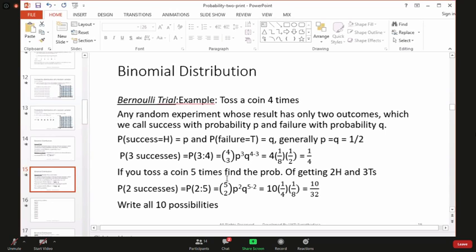If you toss a coin 5 times, find the probability of getting 2H and 3Ts. All combinations of H and Ts, you will be able to calculate. Here it asks for 2 successes, that means 2H out of 5 tosses. 5C2, P2, Q to the power 5 minus 2. If you simplify, 5C2 is 10. You know how to calculate the factorial values.